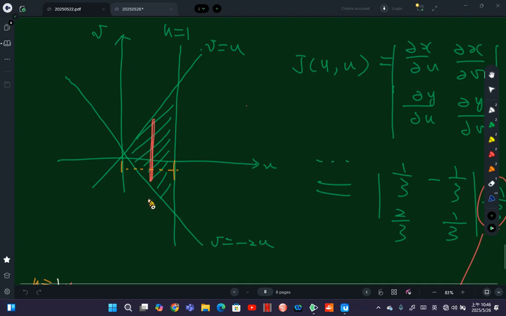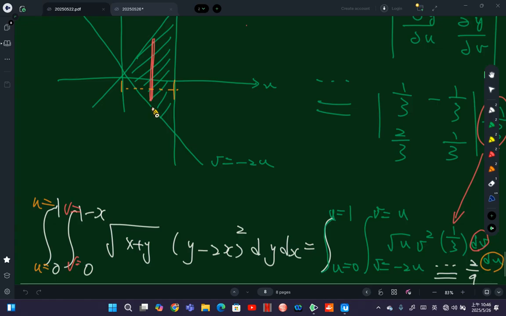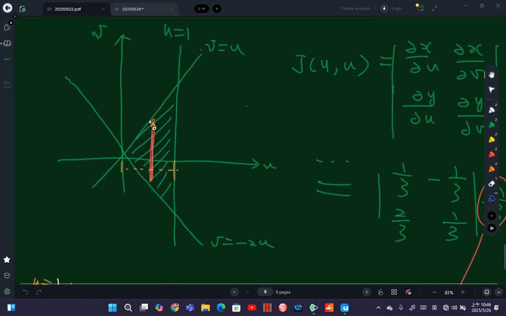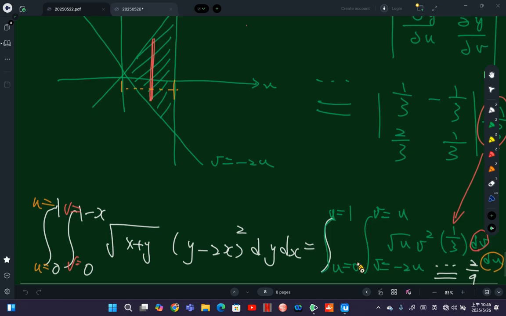v-axis. If we emit a ray toward the region, the enter point is here. The enter point is v equal to negative 2u, then leaving at v equal to u. So this is the inner part. After you control the inner part, then collect all slices from u equal to 0 to u equal to 1. Then finally you can get the final result.